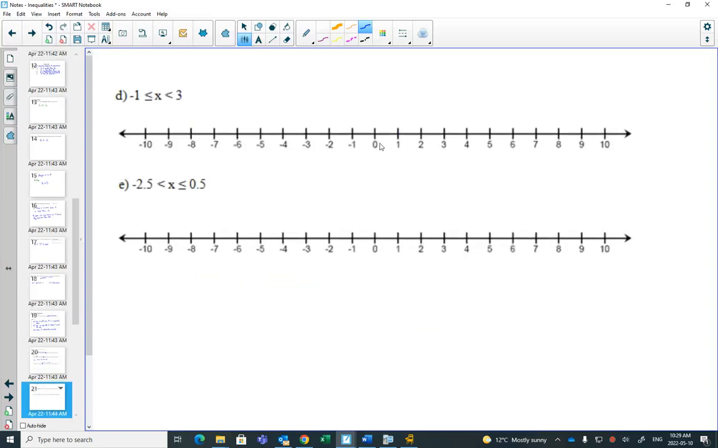What are we going to do in this next one? So x is between -1 and 3. At -1, are you going to do open dot or closed dot? Closed dot at -1. And at 3? Open. You don't need an arrow because it's just in between those values.